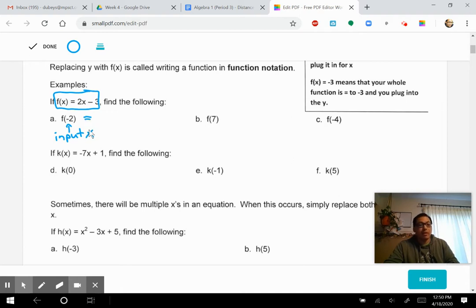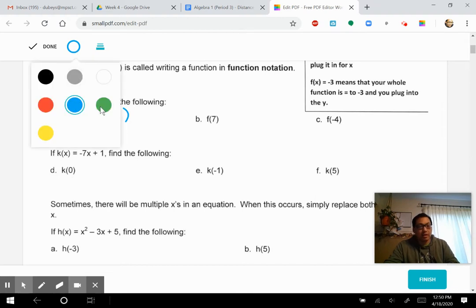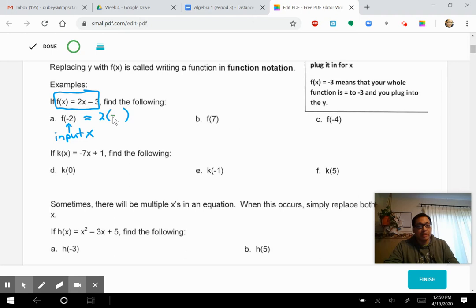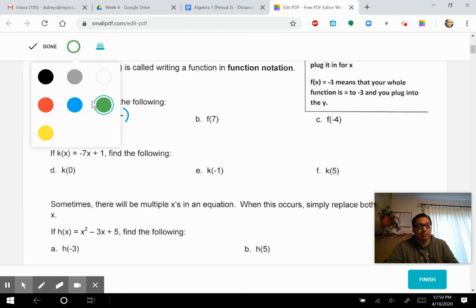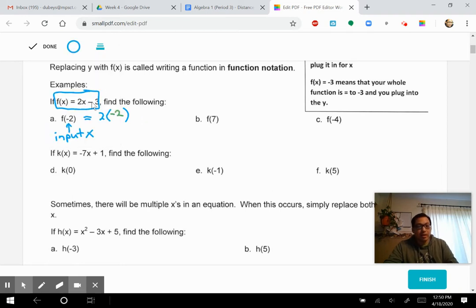So how do we find f of -2? Well, we're going to plug this -2 in wherever we see an x. So here in our output, 2x minus 3, we're going to have 2, and then I like to replace x with parentheses. And inside those parentheses, maybe I'll change color here, we're going to put our input, which is -2. That's our input. I'll try to get better at these colors. So 2 times x, 2 times negative 2 minus 3.